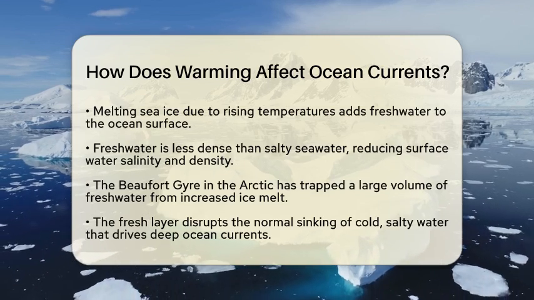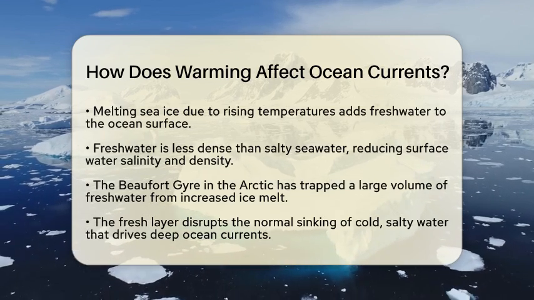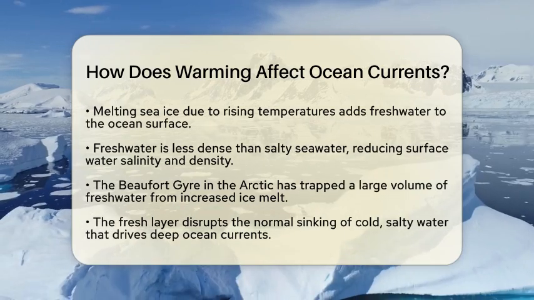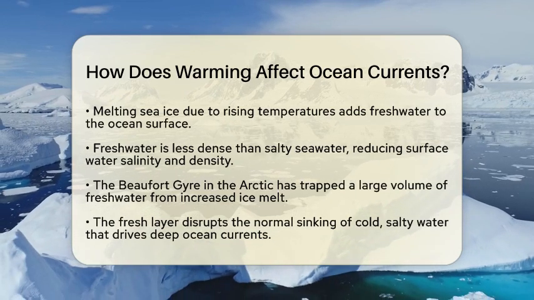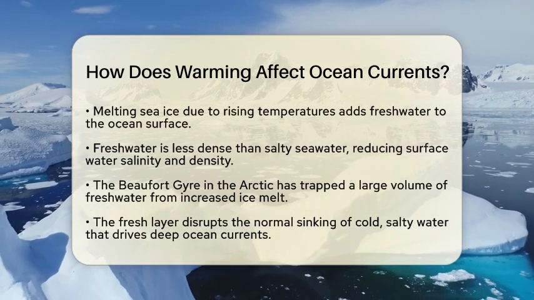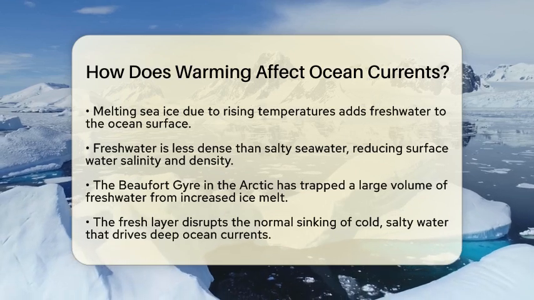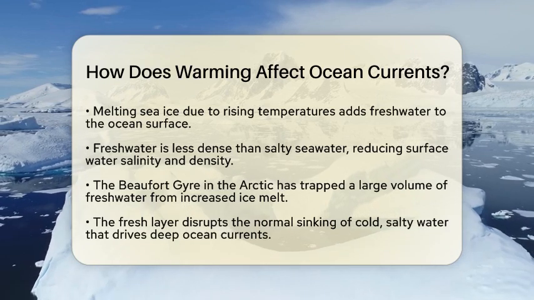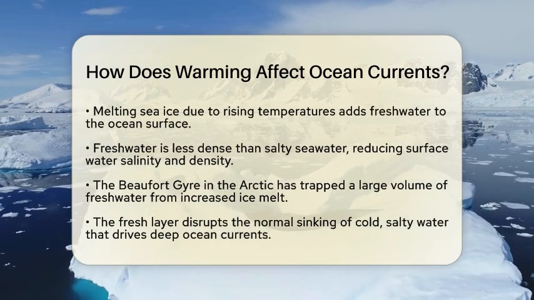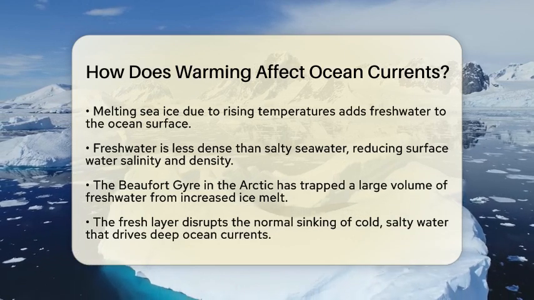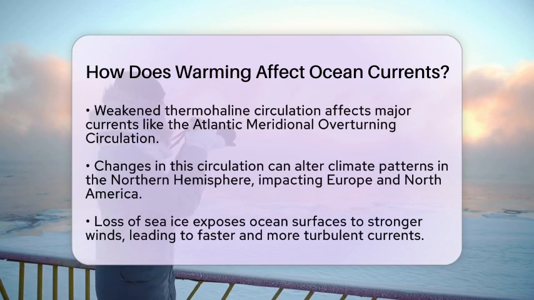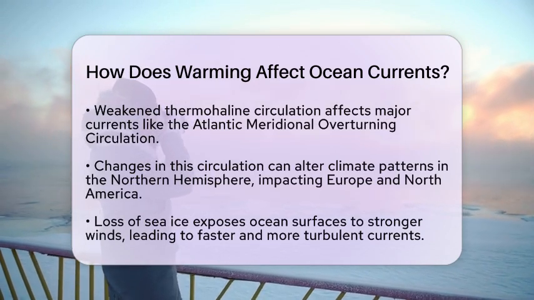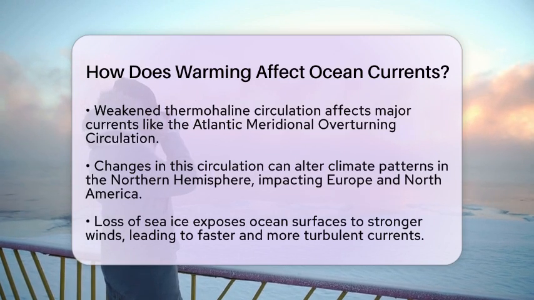Another important change is the disruption of thermohaline circulation. The reduced salinity and warmer surface waters weaken the sinking of dense water that fuels major ocean currents like the Atlantic Meridional overturning circulation. This current carries warm tropical waters northward, cools them in the North Atlantic, and returns cold water southward at depth. The warming and freshening of the North Atlantic have already led to a weakening of this circulation, which can alter climate patterns across the northern hemisphere, affecting regions like Europe and North America.